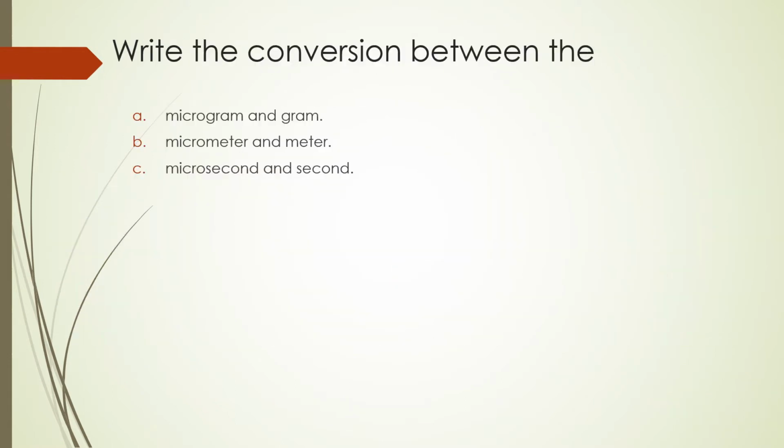Let's use these metric prefixes and perform some conversions. For example, in A, we need to convert between micrograms and grams. So the prefix micro, this is the symbol for micro, and the value for prefix micro is 10 to the negative 6. 10 to the negative 6 means 1 divided by 10 to the 6, or it's the same as saying 1 divided by 1 million, or 1 followed by 6 zeros, or it is the same as 0.000001. All of these are correct.